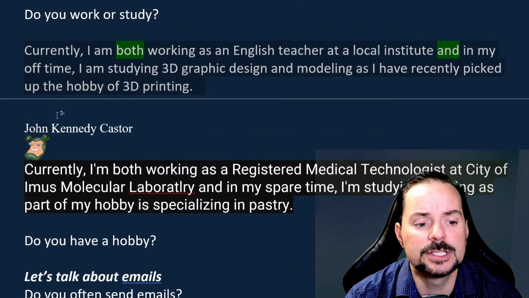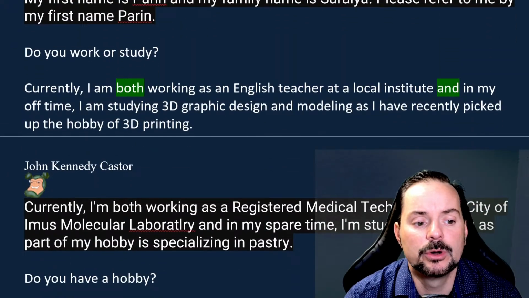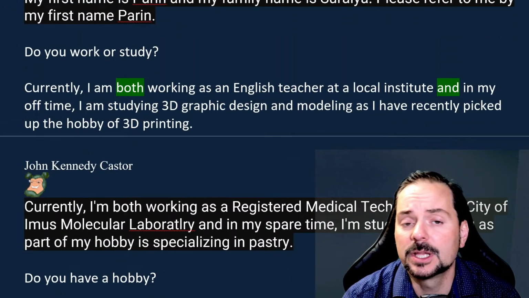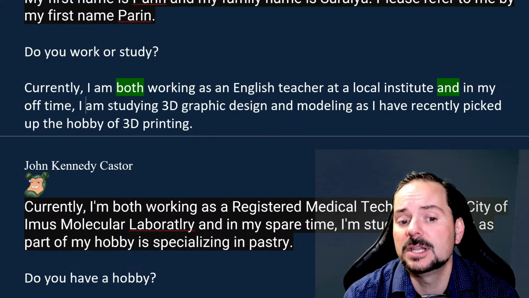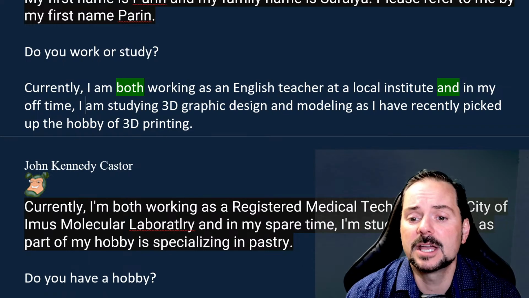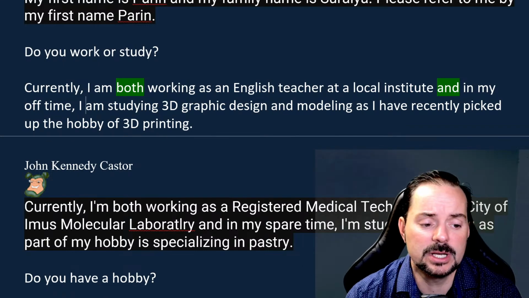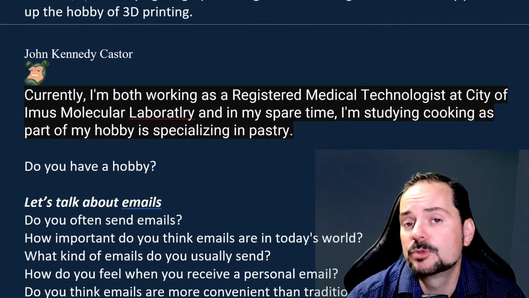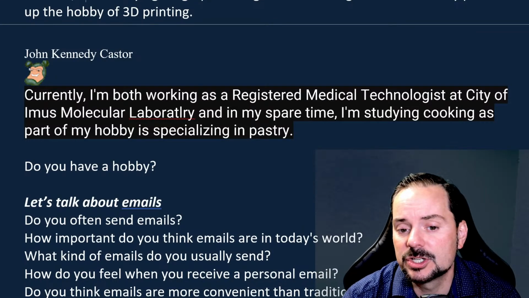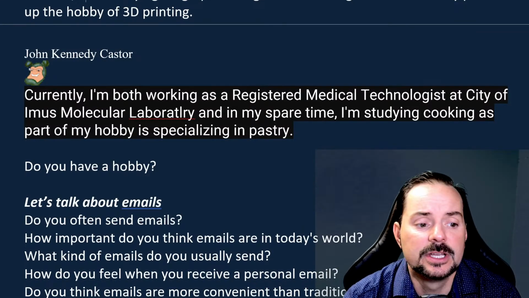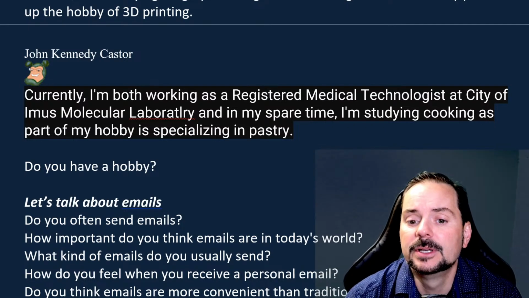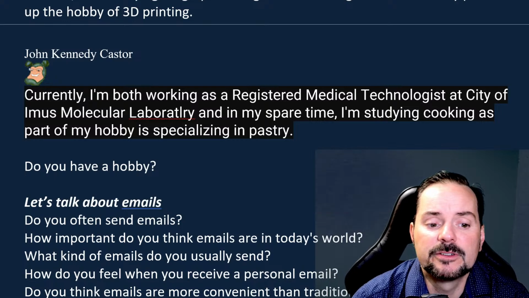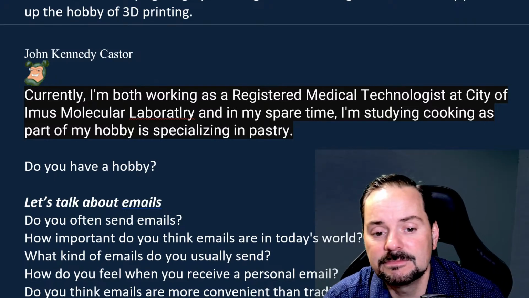So again, let me read mine. I wrote, currently, I'm both working as an English teacher at a local institute, and in my off time, I'm studying 3D graphic design and modeling as I have recently picked up the hobby of 3D printing. John says, currently, I'm both working as a registered medical technologist at City of Imus Molecular Laboratory, and in my spare time, I'm studying cooking as part of my hobby, specializing in pastries.